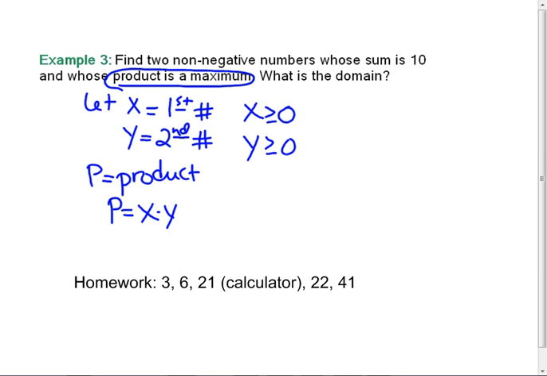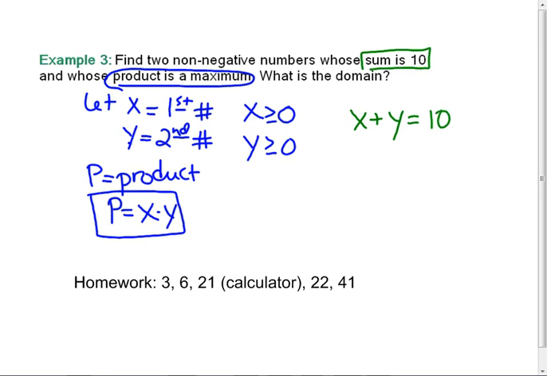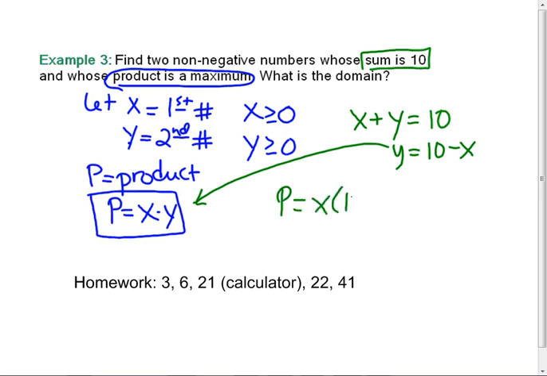I want the product of my 2 numbers to be a maximum. I've got to get rid of x, or I've got to get rid of y. I don't want both. That's right. We have another relationship. They have to tell you this or we're done. The sum of these 2 numbers, x plus y, equals 10. So you want to get rid of x or you want to get rid of y? It doesn't make any difference. Okay? So y equals 10 minus x. And you substitute it in here. And so my product now is x times 10 minus x. So p is equal to 10x minus x squared.